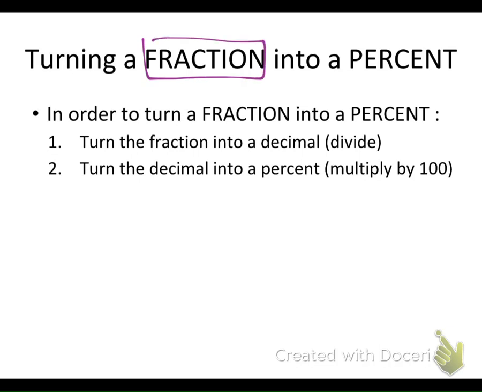All right? So to change a fraction into a percent, you're going to have 2 steps to follow. The first step is to turn the fraction into a decimal. Remember, to turn a fraction into a decimal, you divide the numerator by the denominator. You have those notes already. After you change to the decimal, you're going to change the decimal into a percent by multiplying by 100. So you have 2 steps to do in order to solve it.